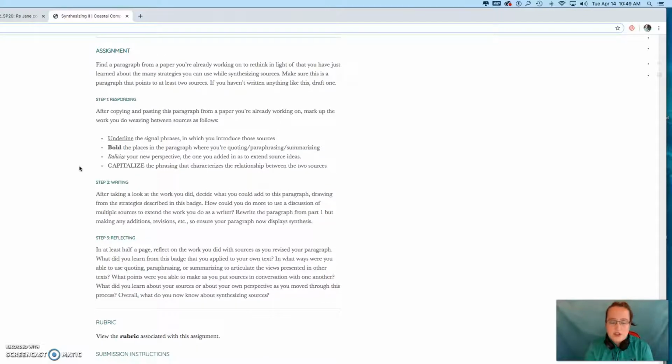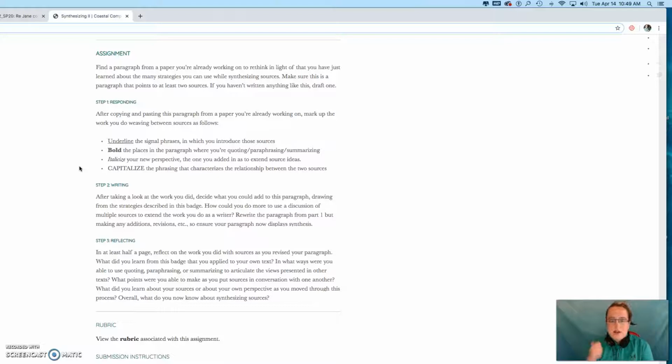So that's your first step. Underline signal phrases, bold quoting, paraphrasing, or summarizing that you do in the paragraph. Italicize a new perspective by adding in another source or connecting two sources within the paragraph itself, and then capitalize phrasing that characterizes the relationship between two sources. Okay?